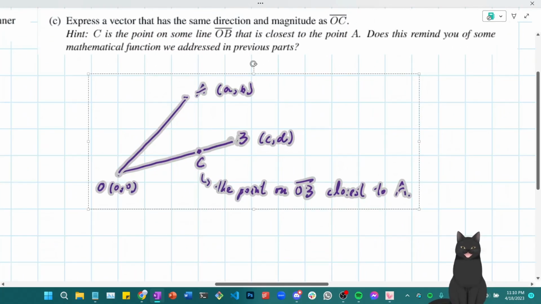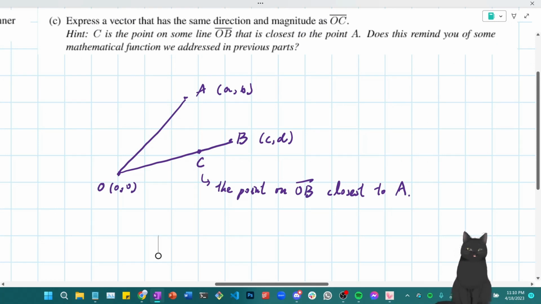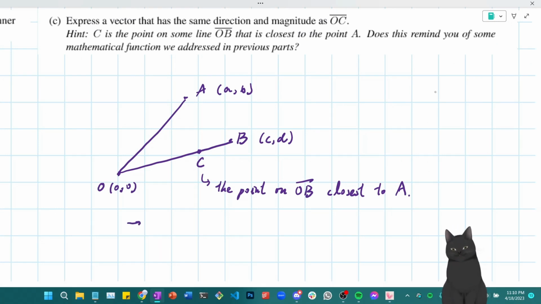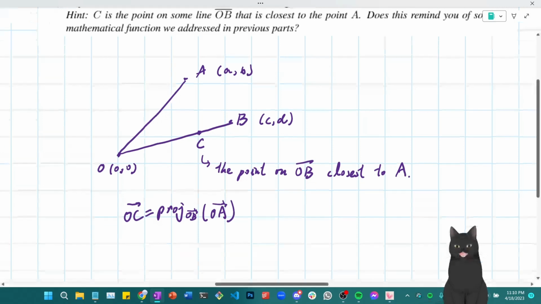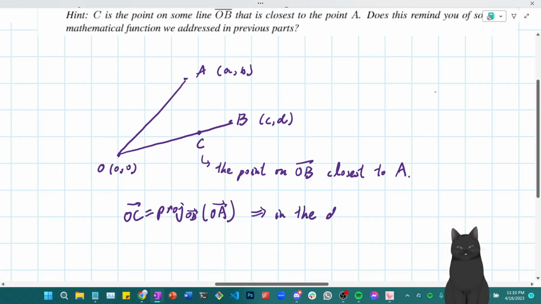So once again, notice that OC is in the direction of OB because, as we have said before, OC is equal to the projection of OA onto OB. So OC is once again in the direction of OB. So it's a scalar multiple of OB, to be a little more specific.